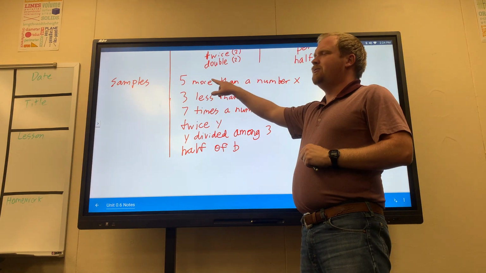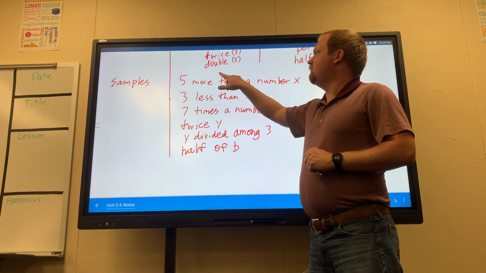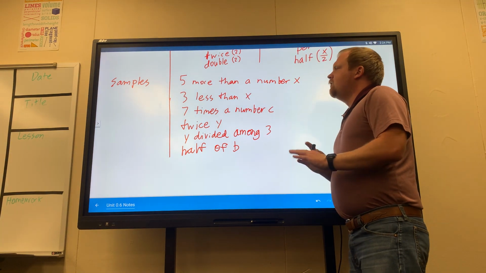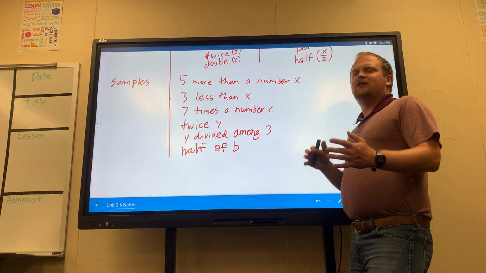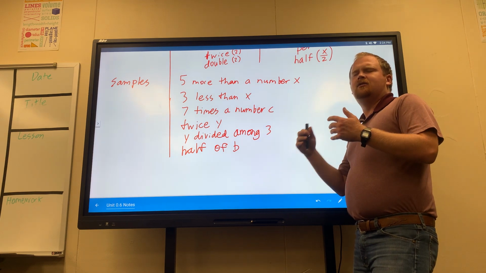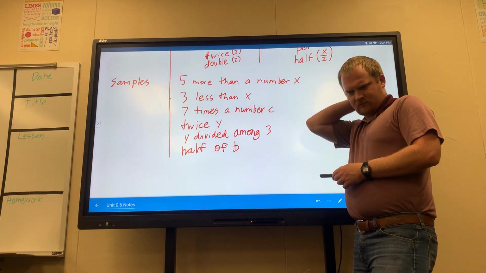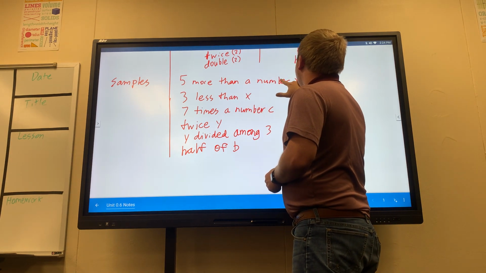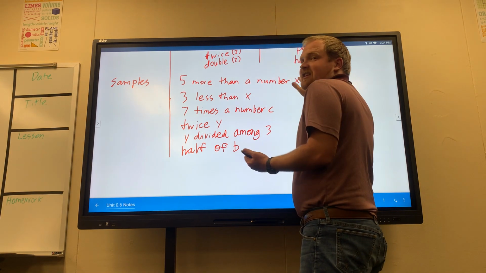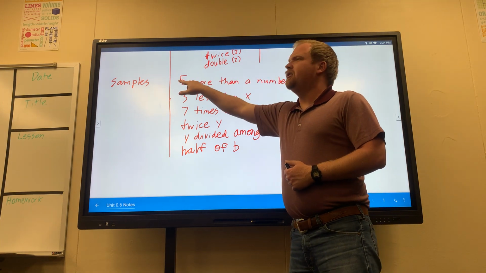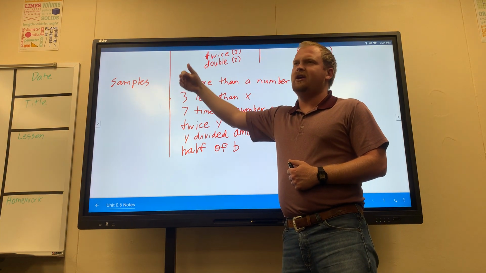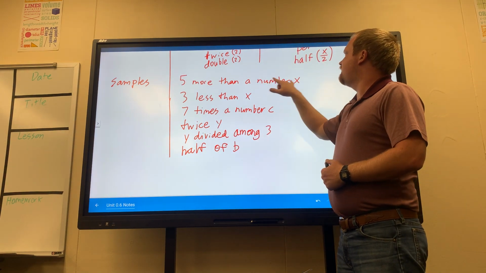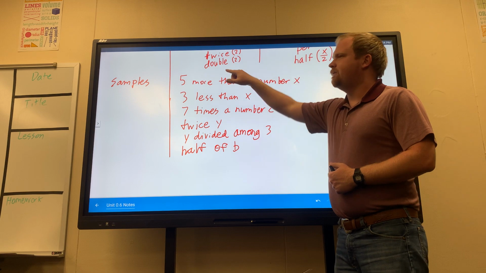Less than is going to work similarly to the top, but I want to explain something for a minute because it does make a difference as far as how you write the operation. When I say more than, I'm saying that this number right here, in this case x, is bigger than 5, or at least it's increased by 5. That's what more than tells me, that this number is added by 5.